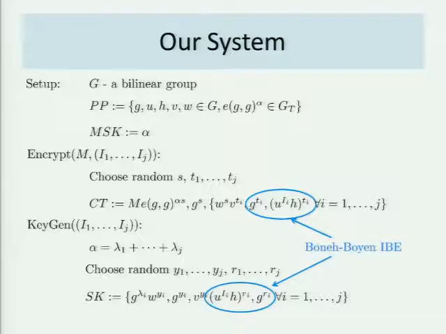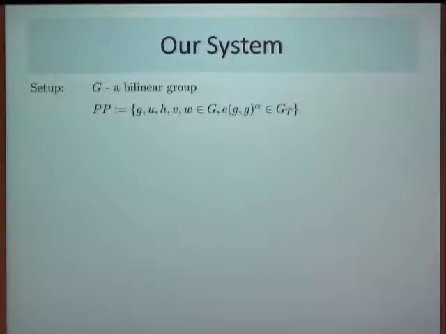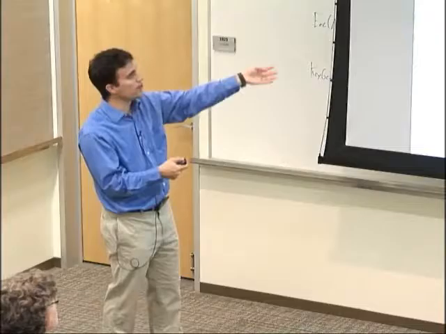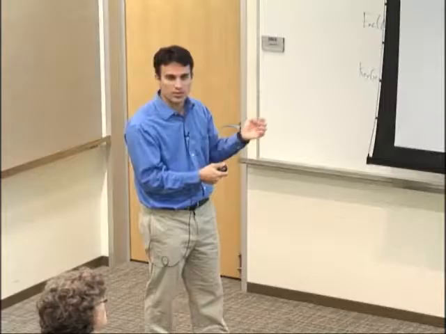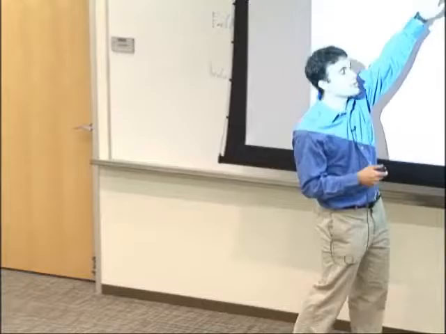Okay, so public parameters in the system. The actual description in the paper is in some composite order group, mainly for the reason of the proof. But I'm just going to give you the prime order version to make it a little simpler, so we don't have all these things flying around. We're going to have 5 group elements, 4 in the bilinear group, 1 in the target group. So this is a small constant. And the master secret key will be some exponent alpha.